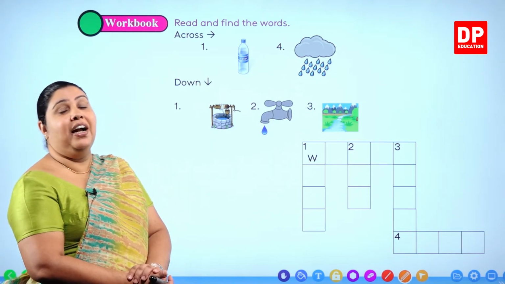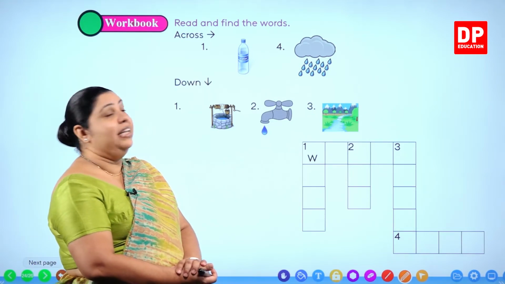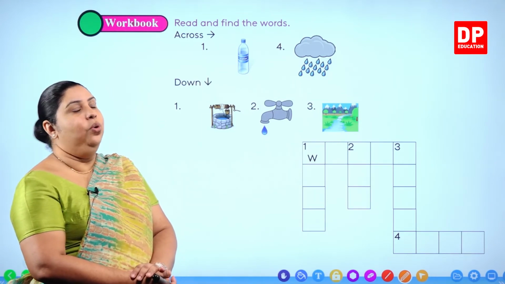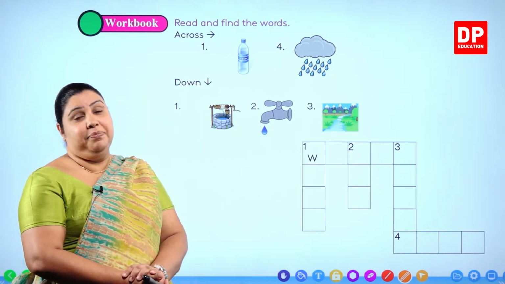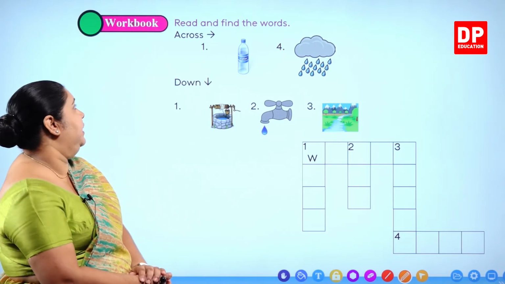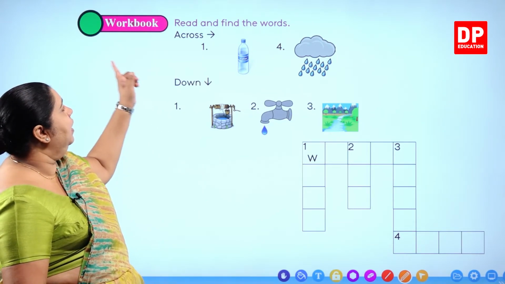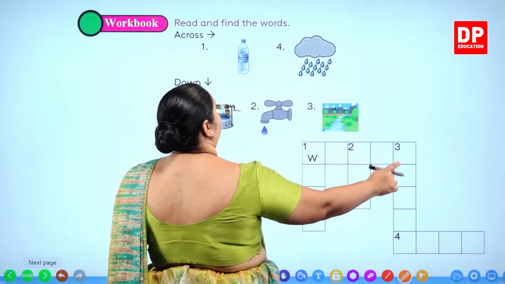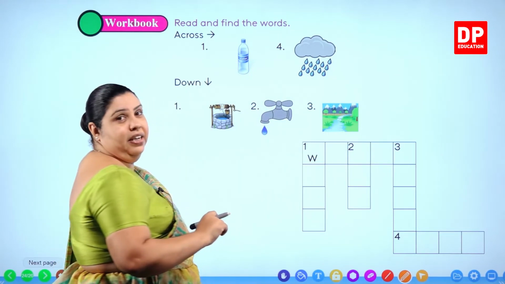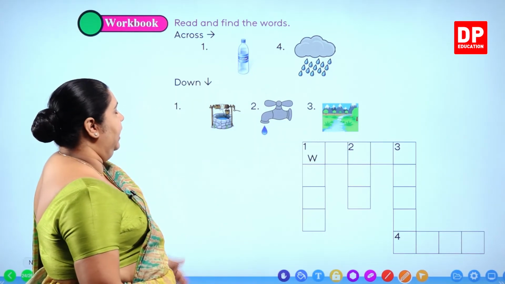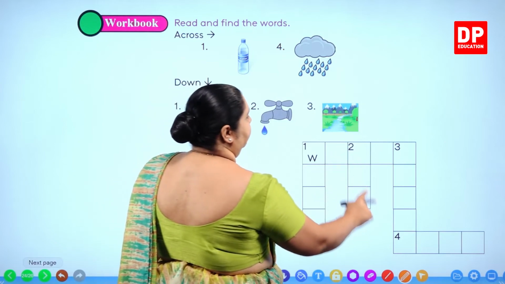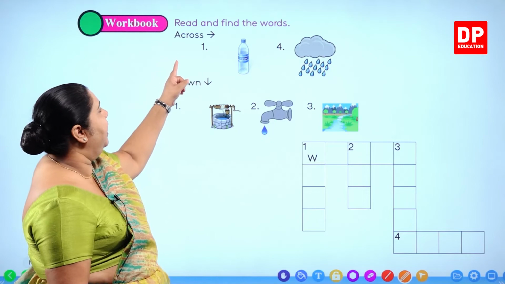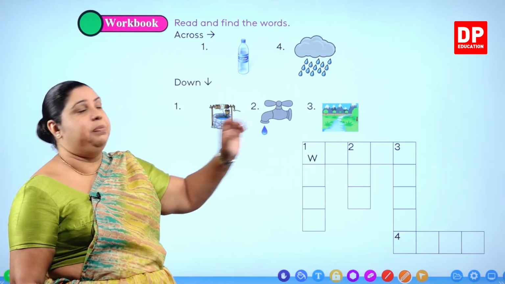Now by this time, I think you know what each of these pictures are. What the names of these pictures. So now the first one, across. Across means the words going across. And down means the names of the pictures for the words going down. So first we will try with the words across this puzzle.